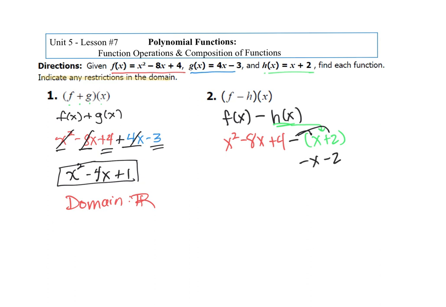Okay, and now we will combine our like terms. Okay, we start with our x squared. It's the only one, so we bring it down. It's negative 8x minus x, which is negative 9x. And then it's positive 4 minus 2, which makes a positive 2, so we put plus 2. And this is the final answer. It's as simplified as we could make it. And then our domain, which I'm just going to say with a D now. Again, this will be all real numbers because we don't have a denominator. It's not a quotient problem, so there's nothing to worry about restricting the domain.